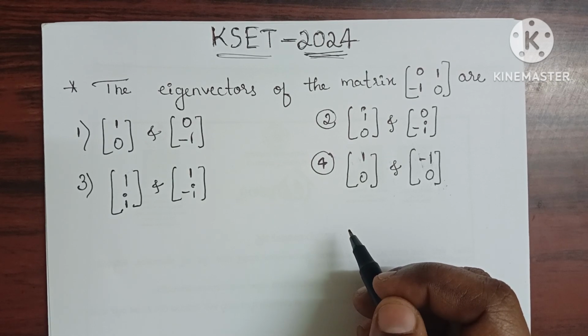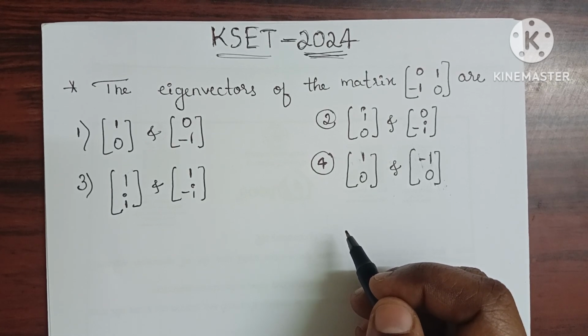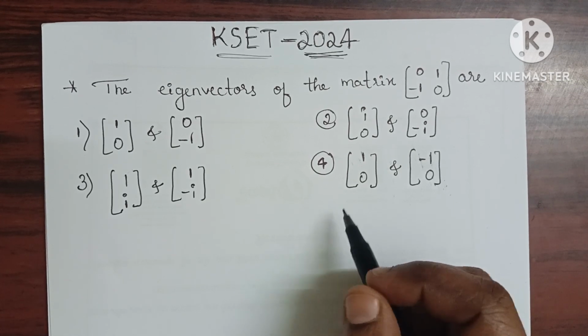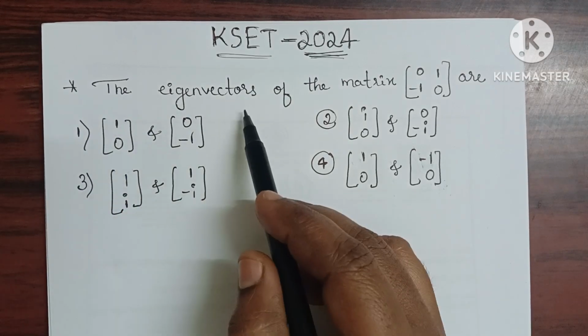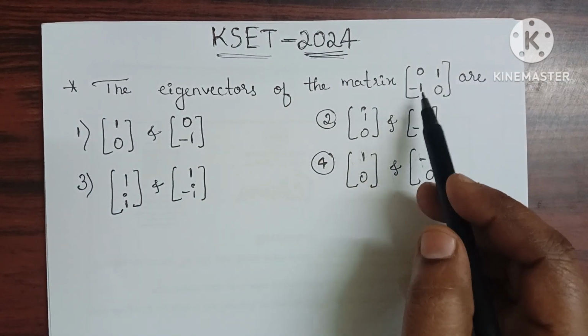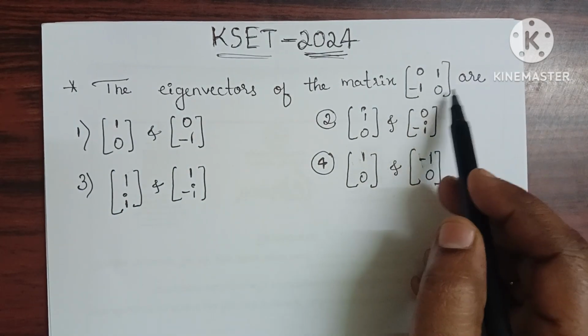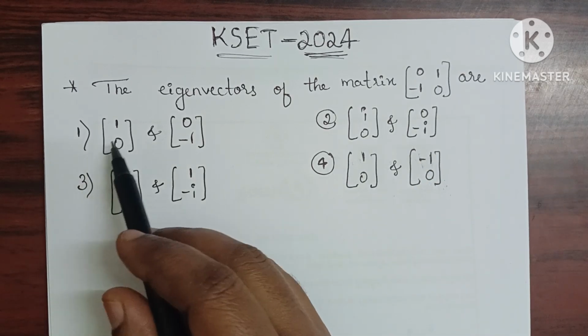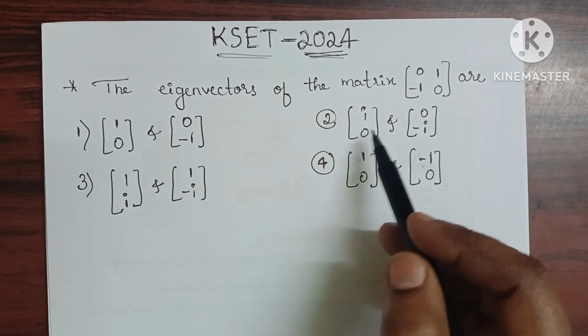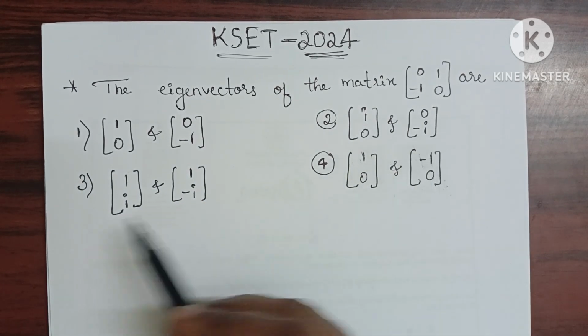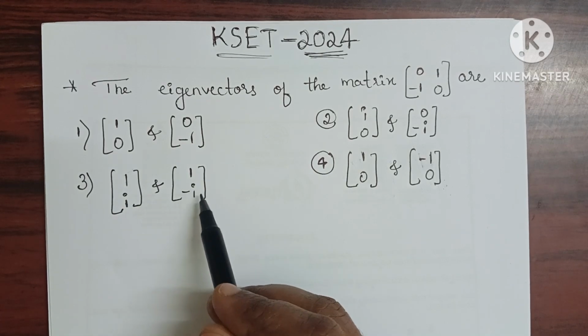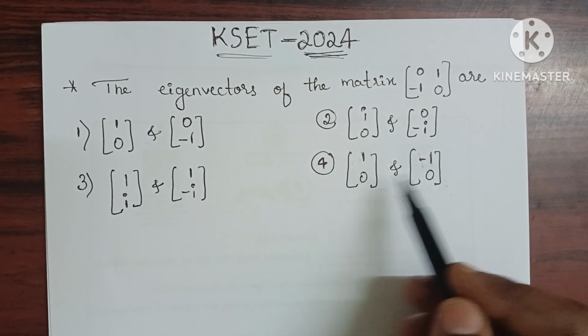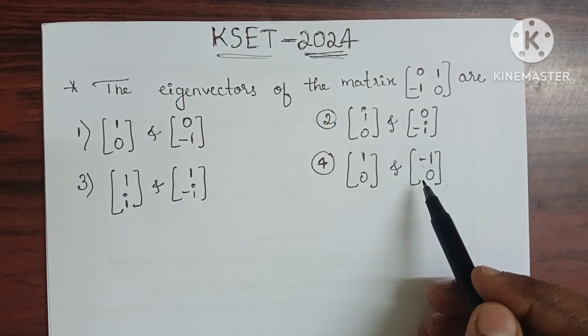Hello students, in this video we are going to solve some KSET questions. The first question is: the eigenvectors of the matrix 0, 1, minus 1, 0 are. The first option is 1, 0 and 0, minus 1; second, I, 0 and 0, minus I; third, 1, I and 1, minus I; and fourth, 1, 0 and minus 1, 0.